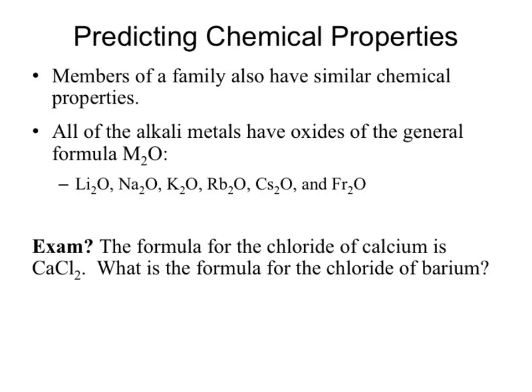So within a column, once we know one of their formulas, we can predict what other formulas with those same elements will be. So let's take a look at a possible exam question. The formula for the chloride of calcium is CaCl2. What is the formula for the chloride of barium? So what are we asking? If I take barium and I take chloride, what numbers should I be associating with each of those elements? Should it be Ba1Cl2 or BaCl2? You can imply the 1.